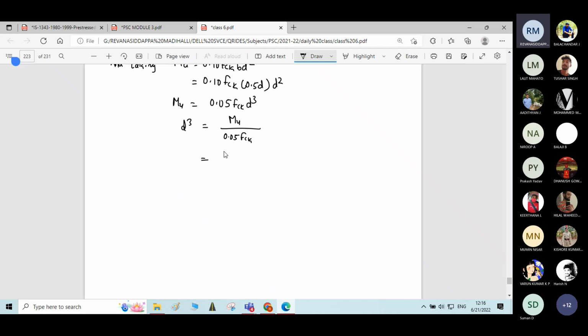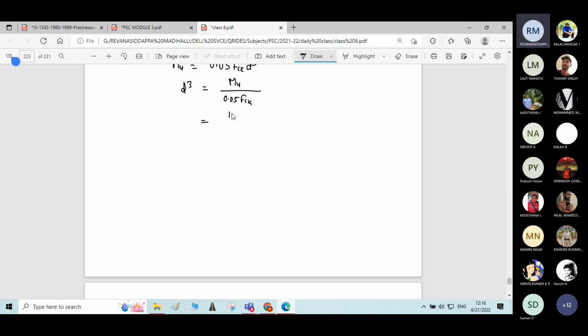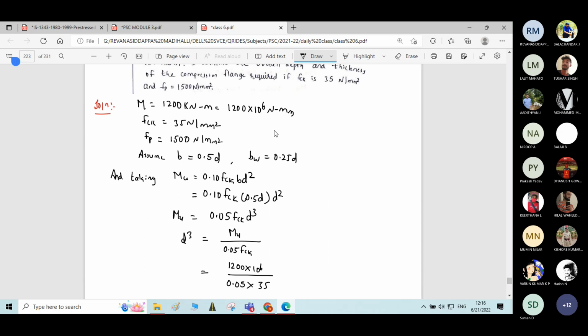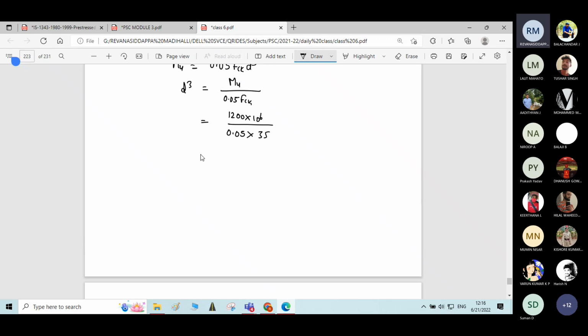MU is given. How much is it given? 1200 into 10 power 6. Substitute here: 1200 into 10 power 6 divided by 0.05 fck, and fck is given as 35. So by this we will get the effective depth of the section as 881.82 millimeter.